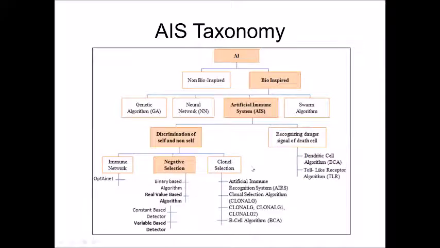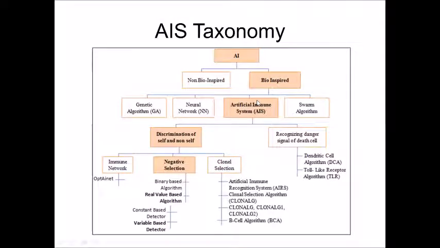And then the contemporary, or not the contemporary but the other paradigm of immune system, says that our body basically does not respond to the discrimination of self and non-self cells, but it is based on recognizing the danger signal of the dead cell. I will explain how the danger signal functions. So these are the algorithms. We have the dendritic cell algorithm and the toll-like receptor.